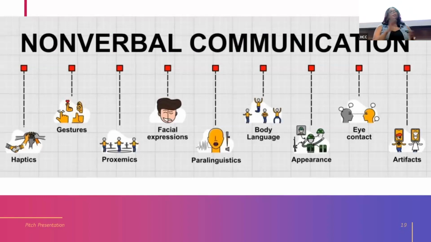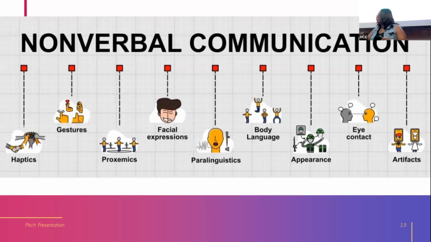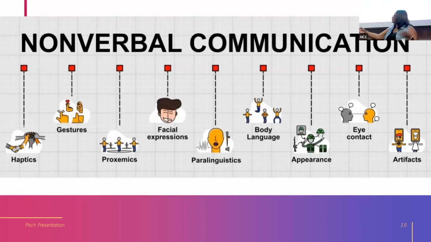So nonverbal communication is multifaceted. There are different aspects and components to nonverbal communication. We have haptics, which is the study of touch. We have gestures. I am a big gestures person. I talk with my hands and do the big dancing. I'm big on gestures. Proxemics, space: how you use the space when you're speaking. Facial expressions, paralinguistics, body language, appearance, eye contact, and artifacts.